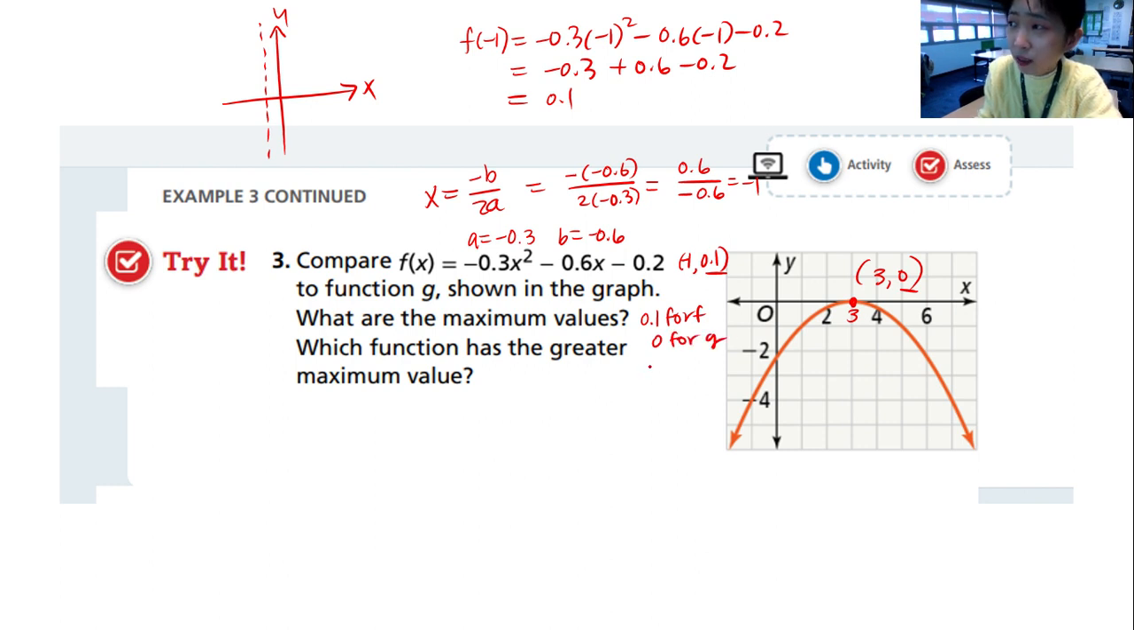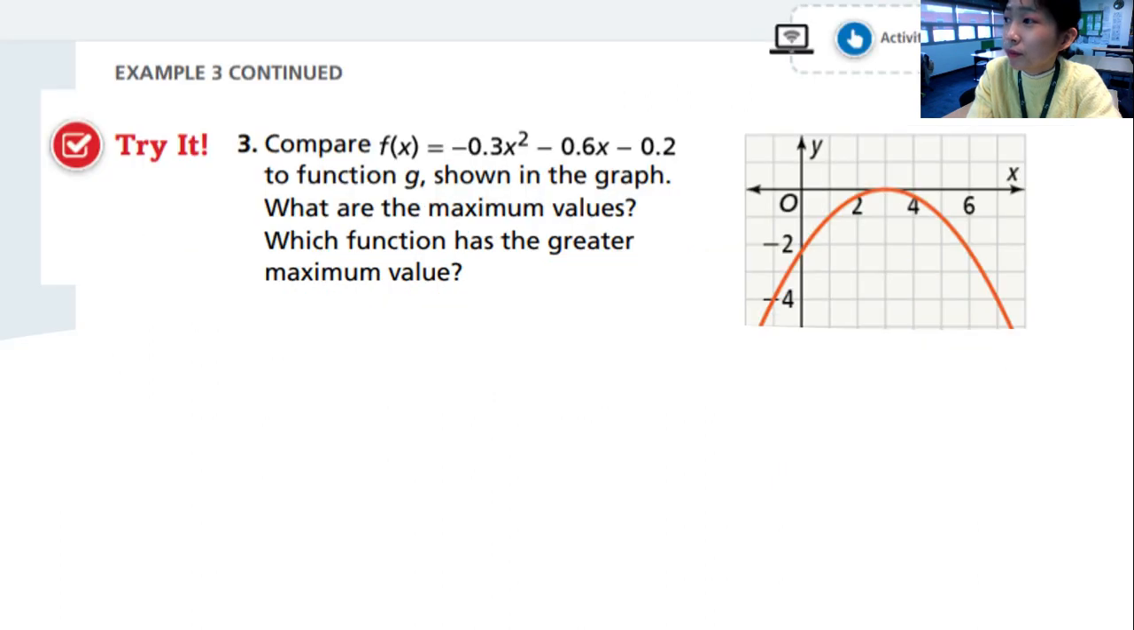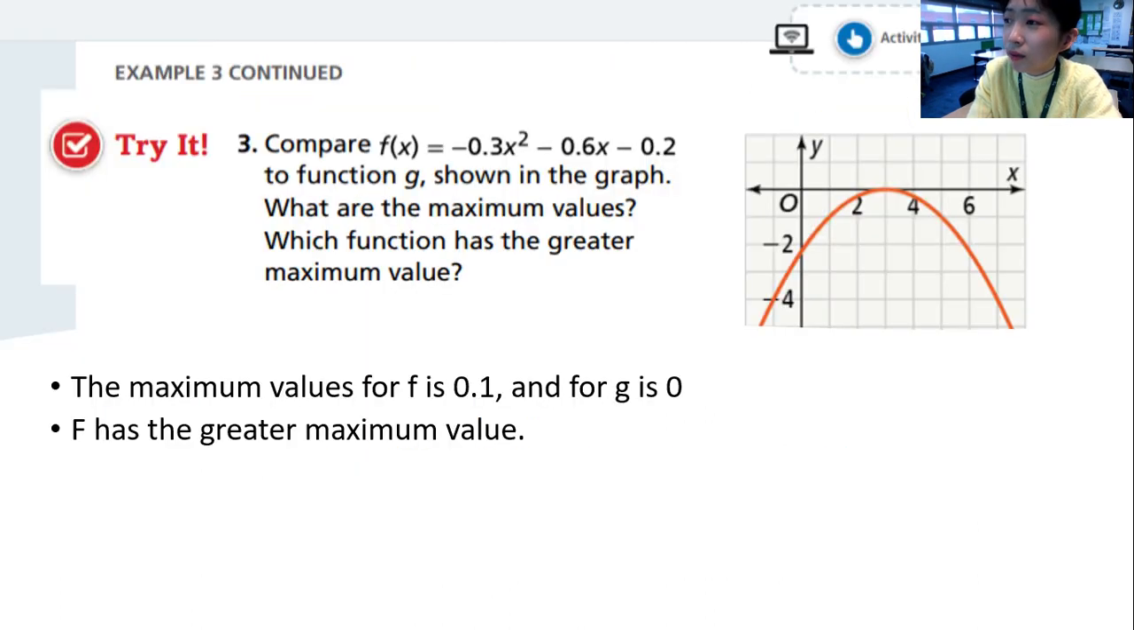Which function has the greater maximum value? Is 0.1 greater or 0 greater? 0 is greater. No, 0.1 is greater, right? 0.1 is right above that. But yeah, it's going to be here. And that's probably how f of x looks. So f of x has a greater maximum value. So the maximum value for f is 0.1 and for g is 0. f has the greater maximum value.